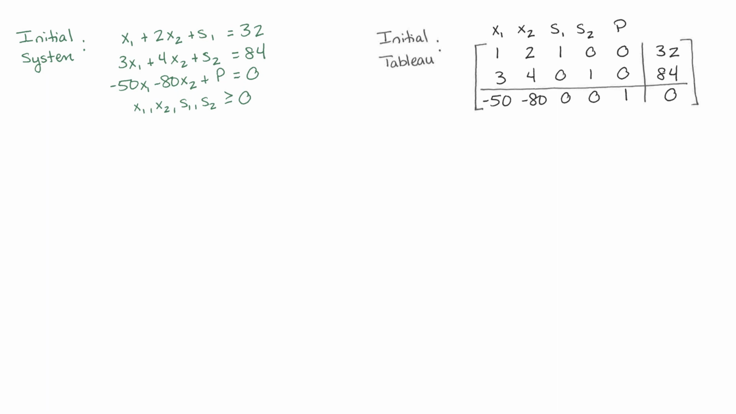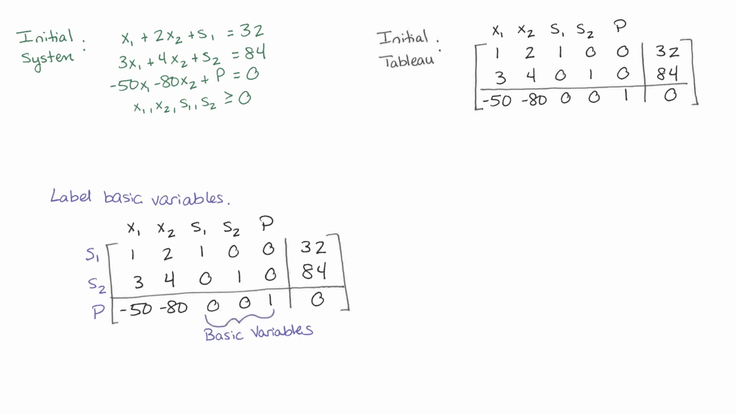So now we want to label our basic variables. We look at this and say, okay, if we look at the x1 column, I see that I have 3 non-zero values. So that is not what I am looking for. Same for x2. When I move to the s1 column, however, I see that I have 1, 0, 0. So that is a column that has mostly zeros with one non-zero element.